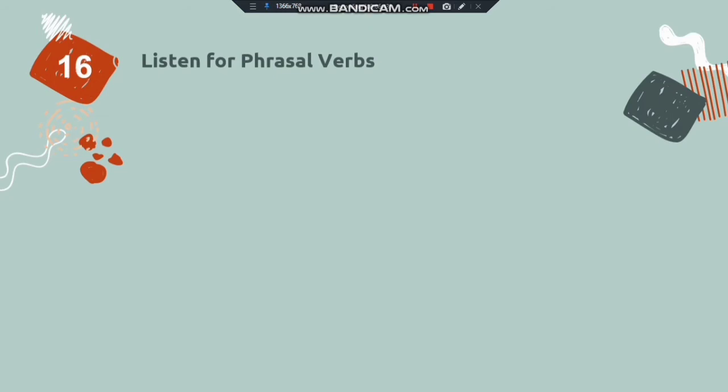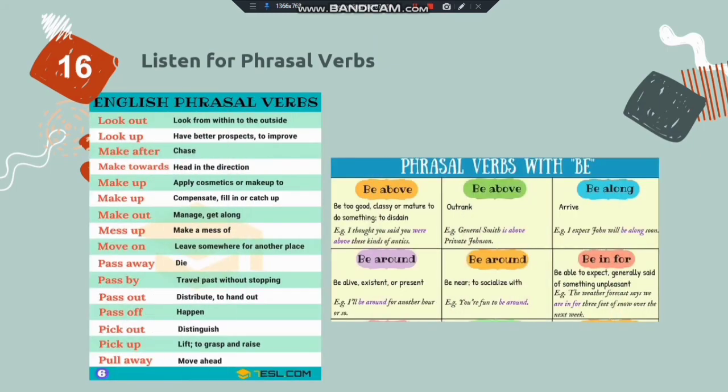16. Listen for phrasal verbs. If you find phrasal verbs in the dialogue, see the clue in the multiple choice and choose the option that has the synonym of the phrasal verb. To master this trick, you should have more practice because it is a matter of memorization and experience. Here, we already provided some phrasal verbs that you can learn.